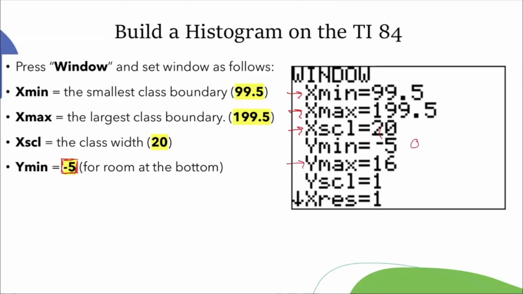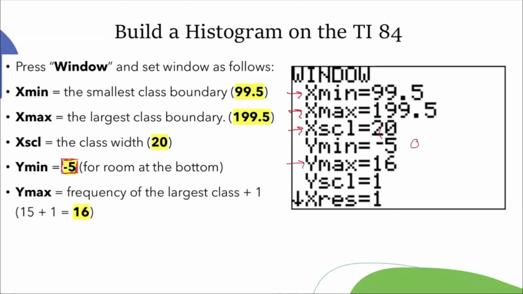Y max equals 16 corresponds to just a little above the highest frequency. Since the highest frequency was 15, I made this 16 so that our bars don't get chopped off when we view the graph. If you make it 17, it's fine. Just don't make it smaller than 15. 14 would chop off the top of the bar. Y scale and X res can stay at 1. And I'm going to go and put that in the calculator now.